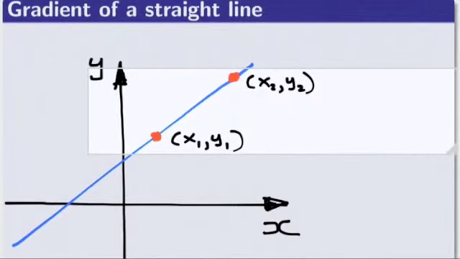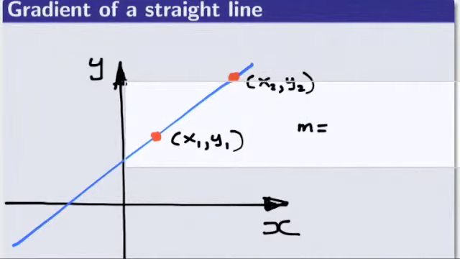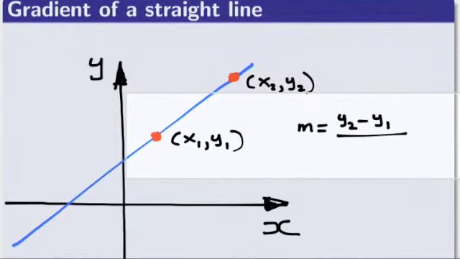The gradient of the straight line can be computed by taking the difference between the y values. So we will take y2 minus y1 over x2 minus x1. Notice that we've taken the difference between y2 and y1. We take the difference in x in the same way, x2 minus x1, taking x2 first followed by x1.